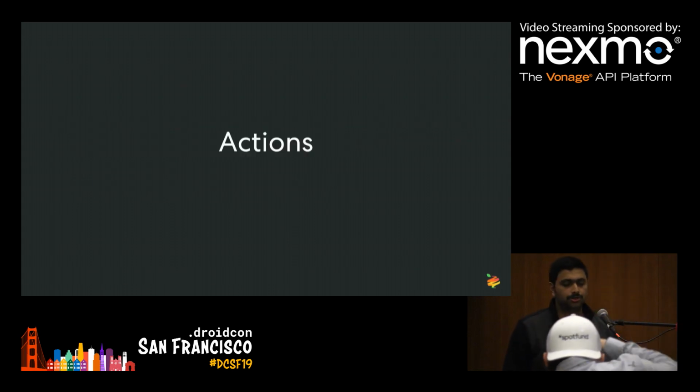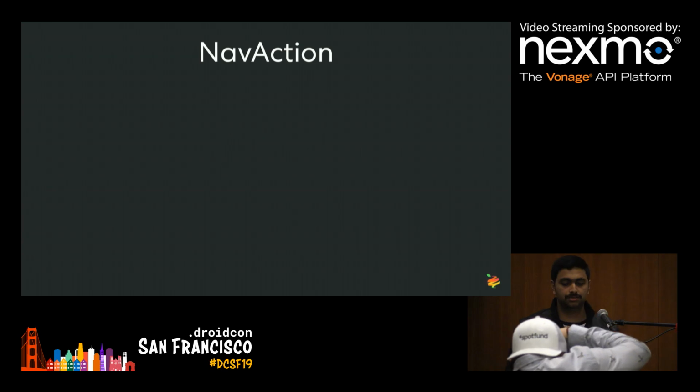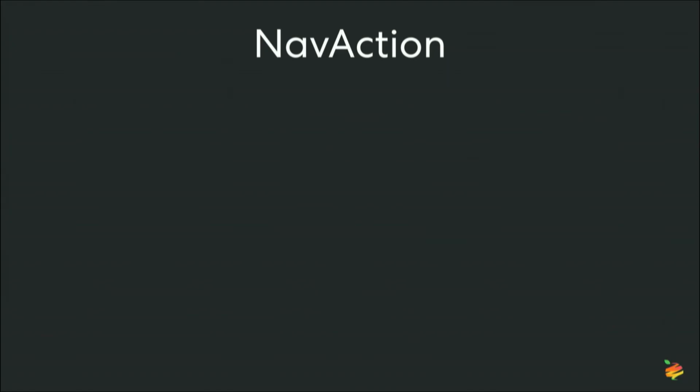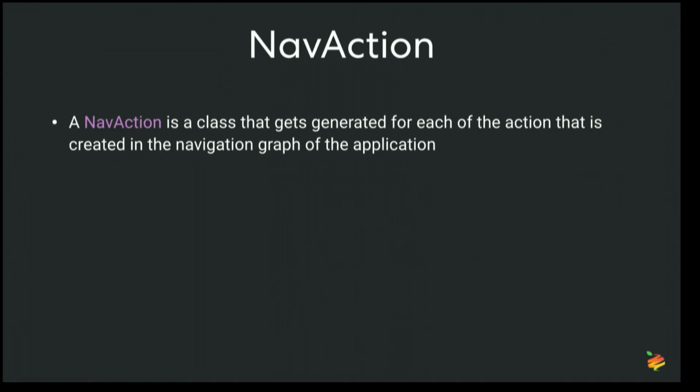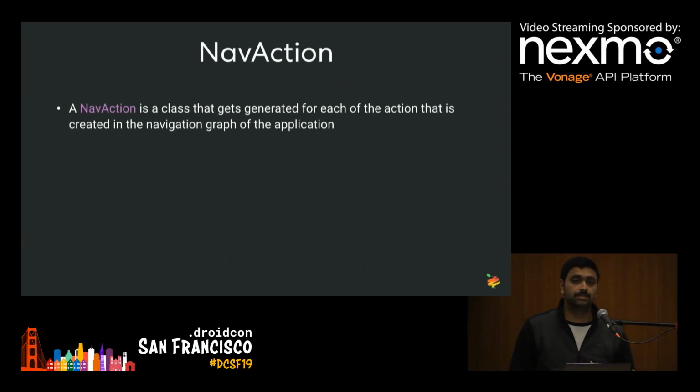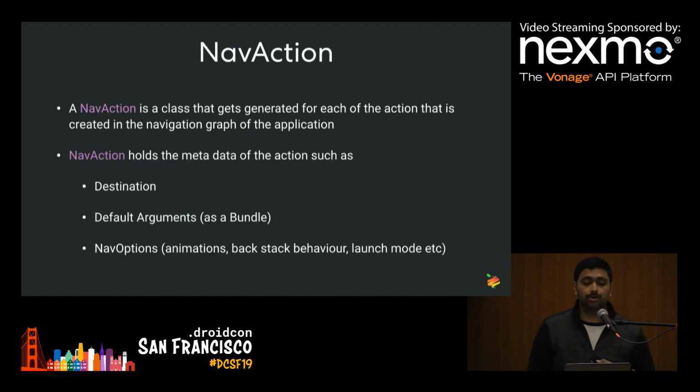So that's the basics about destinations, and the next one is actions. NavAction is an auto-generated class. For each action, for each arrow that you have in your navigation graph, a class extending NavAction is going to get generated. It holds the metadata of all the things that you need for a proper transition. It contains the details of the target destination, which activity or fragment you want to open. It also contains the arguments that you want to pass, like the bundles and other stuff. It also contains NavOptions, which is one of the important things.